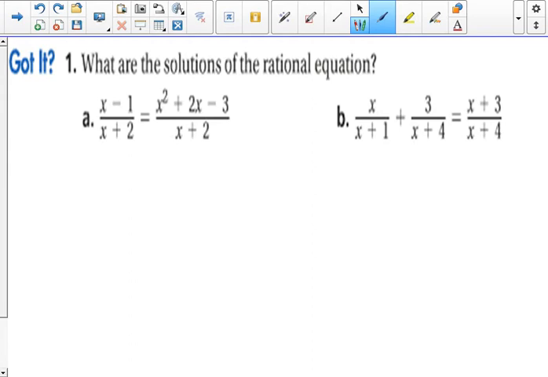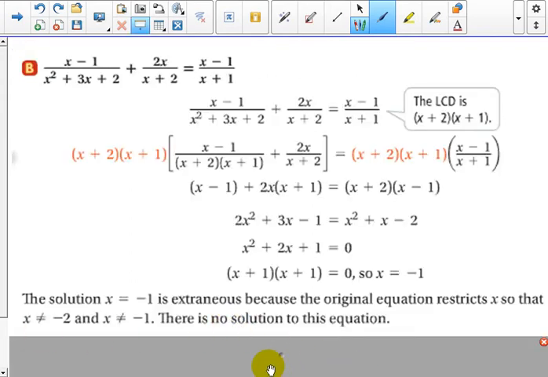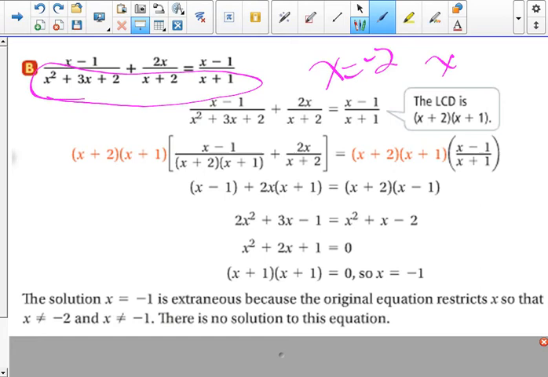All right, well, I should point out one other thing. I forgot to begin. What can't x be when we start? You should always take a peek at that. X could not be a negative 2, and x could not be a negative 1.